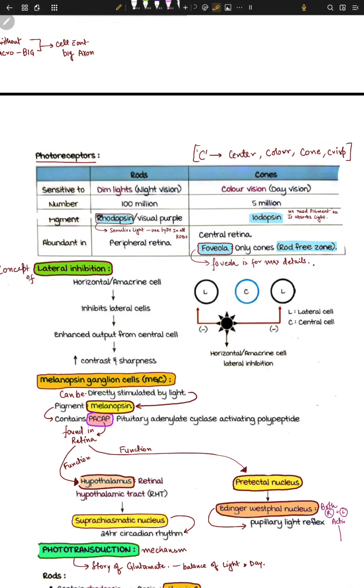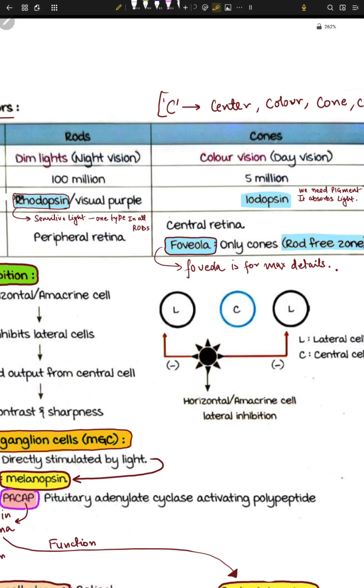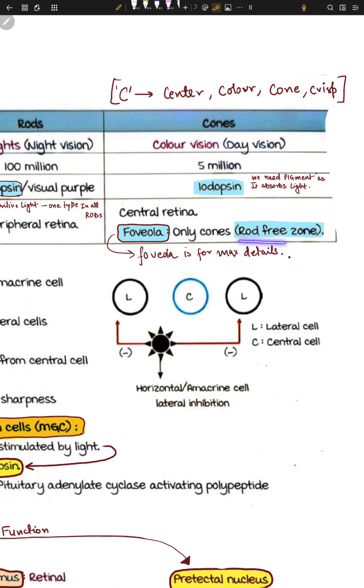Cool. What about other things? Well, rods are present in the peripheral retina and cones are present in the center. And the central part of the retina where cones are concentrated, like this, is called the fovea. This is only a cone part and it's called the rod free zone because there are no rods there.